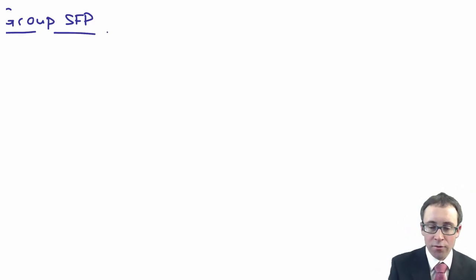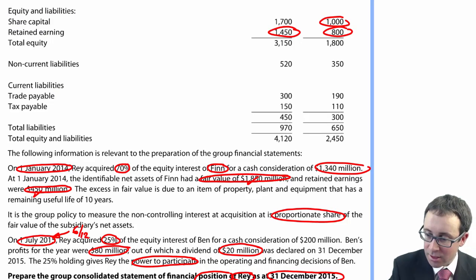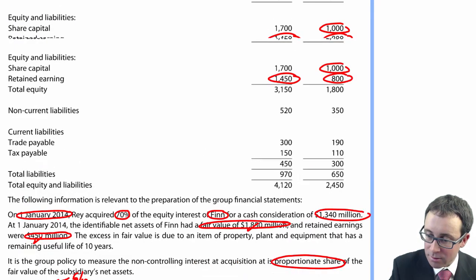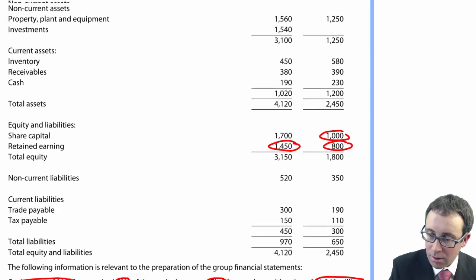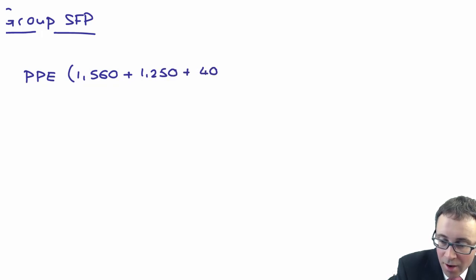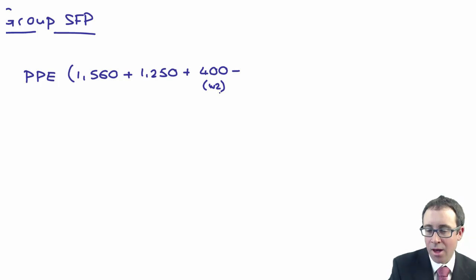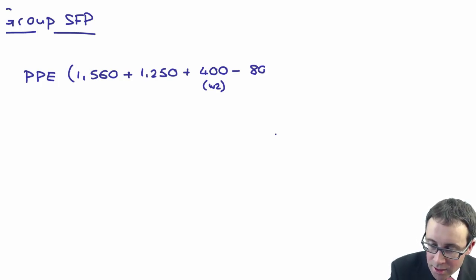So we can start off with my property, plant and equipment. So we've got 100% of the parent and 100% of the subsidiary. So 1560 and 1250. Don't forget, however, you had 400 as the fair value adjustment. Was that there from working number 2? And was it also 80, which was the depreciation?